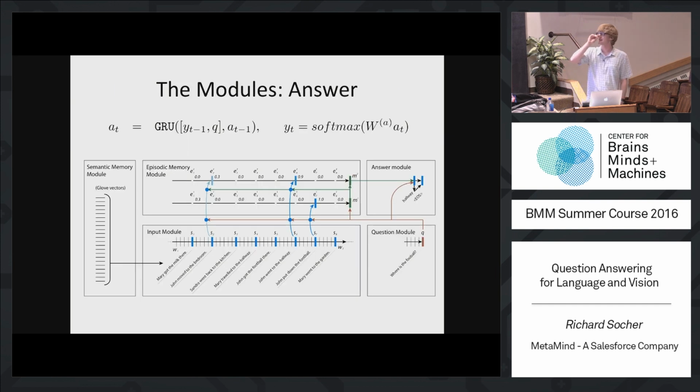Now, the answer module, like I said, is a straightforward GRU also, and in many cases, even just a single time step. Or if we know for a fact, for that particular data set, it's always only a single word, you can skip that and go directly to a straightforward softmax layer.